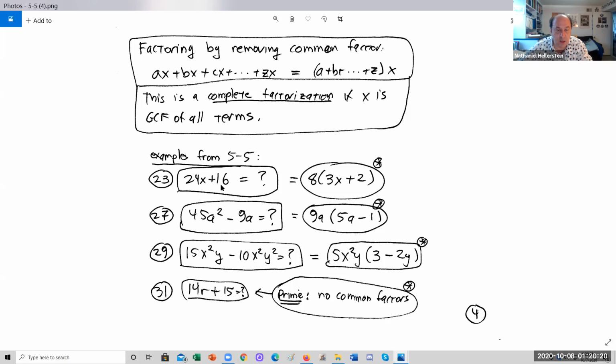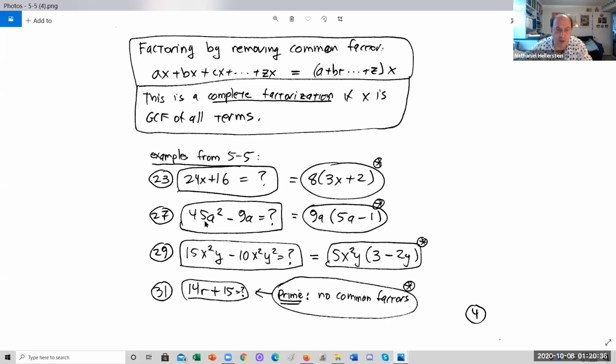24x plus 16. The idea of all these is to remove the greatest common factor. Well, 8 goes into 24 3 times. It goes into 16 twice. No bigger number will do. So we pull out a factor of 8 times 3x plus 2.